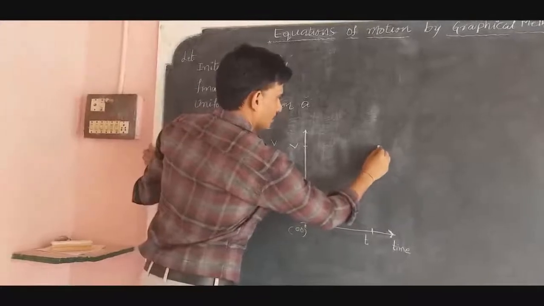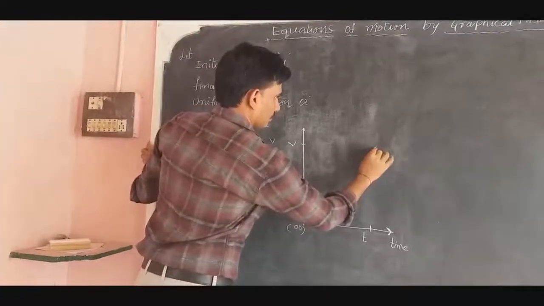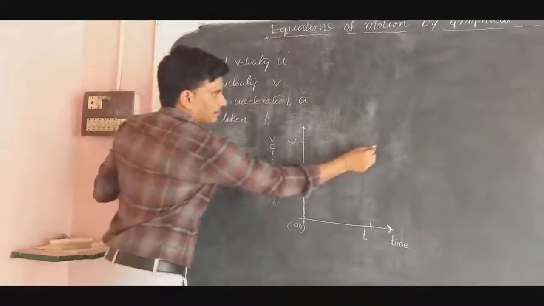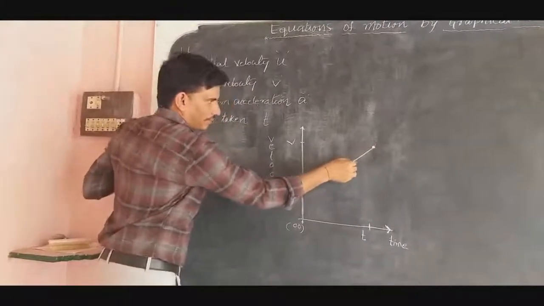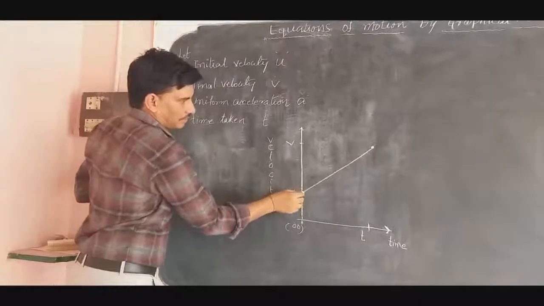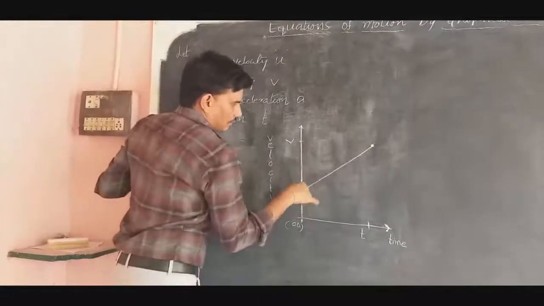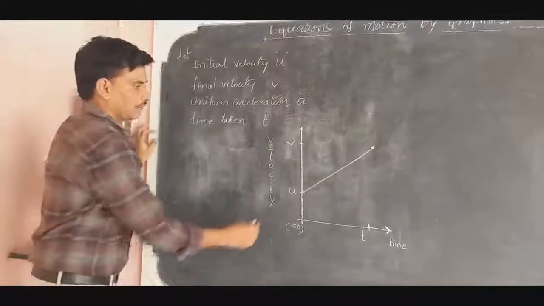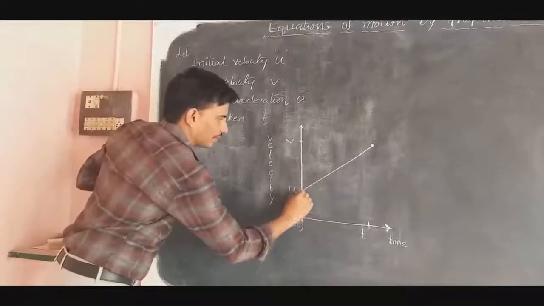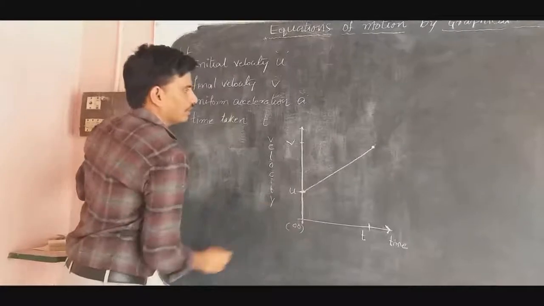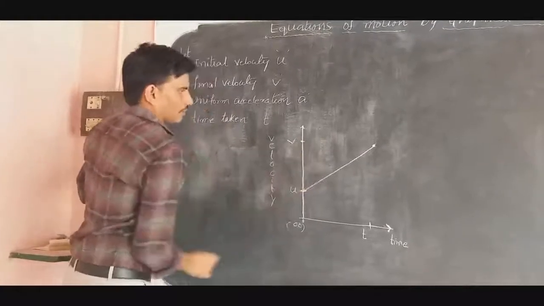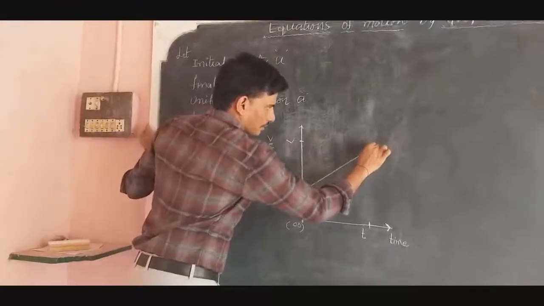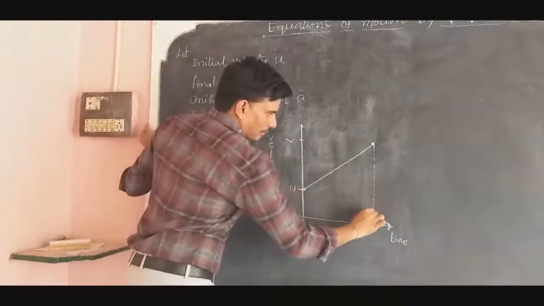This is the final velocity. If I join these two points, I get a straight line. This graph represents the motion of the object. Here this height is the initial velocity, and this total height is the final velocity. I am drawing a parallel line perpendicular to time.